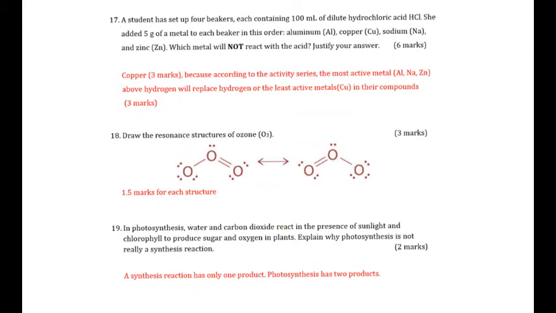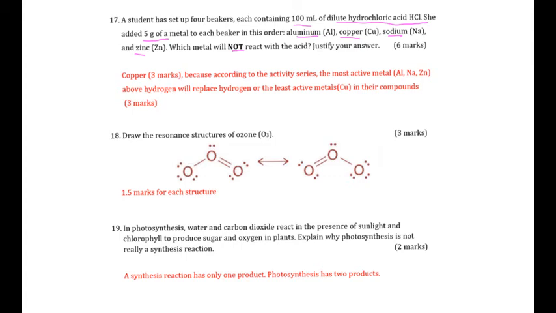This question is asking about the chemical reactivity series. Student has set up 4 beakers, each containing 100 ml of dilute hydrochloric acid HCl. She added 5 gram metal to each beaker in this order: aluminium, and then copper, and then sodium, and then zinc. Which metal will not react with acid?